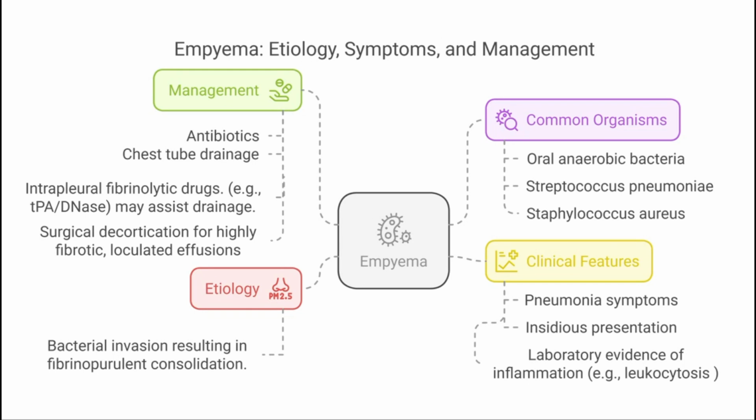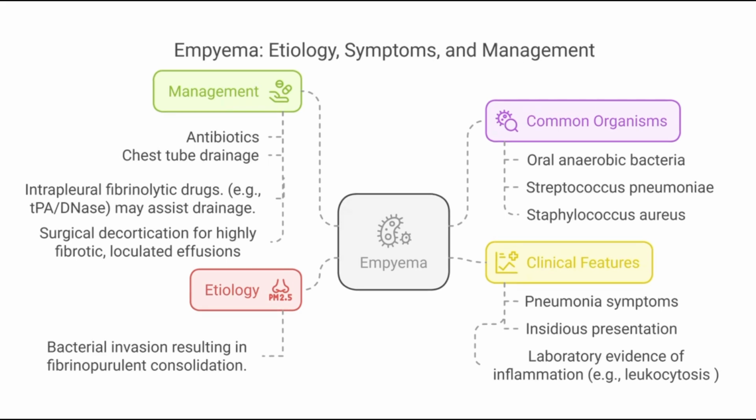The common organisms that cause empyema are oral anaerobic bacteria, Streptococcus pneumonia, and Staphylococcus aureus. The management of empyema consists of antibiotics, chest tube drainage, and also intrapleural fibrinolytic drugs, which may assist drainage. Surgical decortication is used for highly fibrotic loculated effusions.